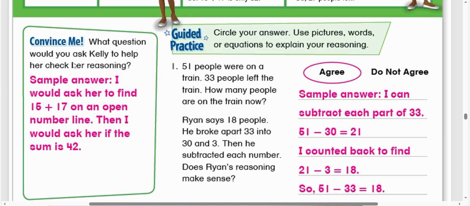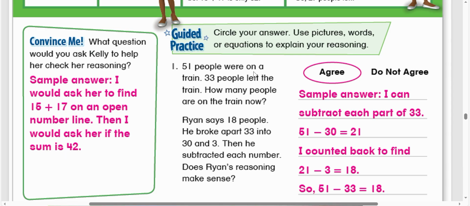What question would you ask Kelly to help her check her reason? Simple answer: I would ask her to find 15 plus 17 on an open number line. And I would ask her if the sum is 42.